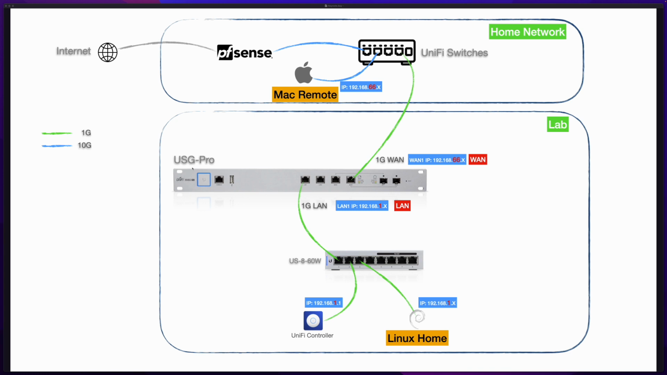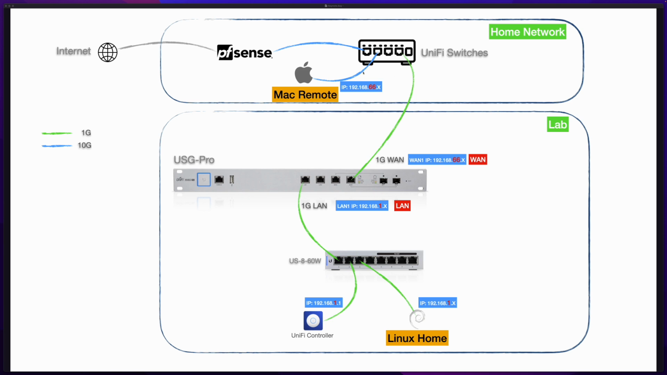First, about USG-Pro. In my home network, I use PFSense as the main router to connect to internet, and I use UniFi switches. To test the 3 UniFi routers, I connect them in the lab environment. For the USG-Pro, it's connected with my home network using a 1 gigabit connection, and internally it's using a small UniFi switch connected to 2 different Linux virtual machines, one running the UniFi controller, the other one running a test Linux server. I can use it to test the VPN network speed.